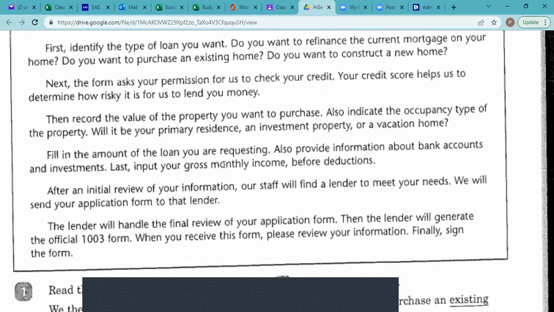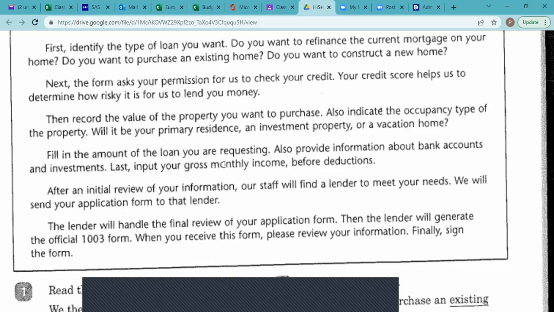Also indicate the occupancy type of the property. Will it be your primary residence? Is it going to be an investment property? Will it be a vacation home? All right, primary residence, let's see. That is where you live most of the time. Okay, primary residence. Investment property, that might mean, are you going to make it into a rental property? Are you going to maybe make this into a business property where you hold your own business, right? All right, fill in the amount of the loan that you are requesting.